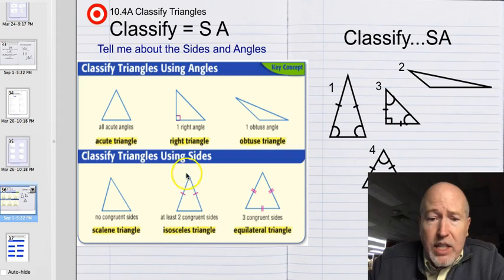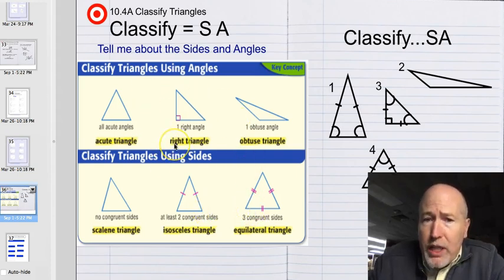Isosceles kind of looks like this goofy looking dunce hat. Two sides are similar. Notice they mark the two sides that are similar with a little tick mark. Here, an equilateral triangle has all three sides that are the same. So for any triangle in the world, you can look at it and say it's either scalene, isosceles, or equilateral.